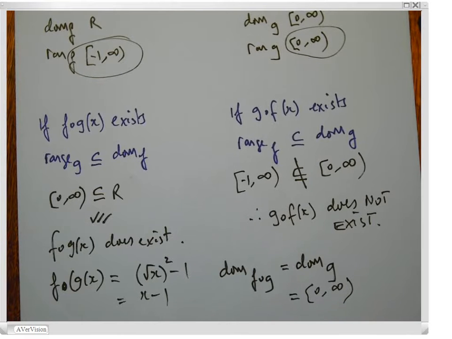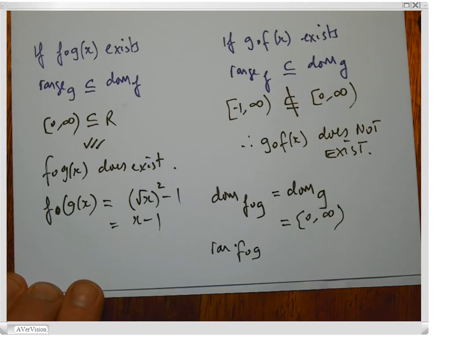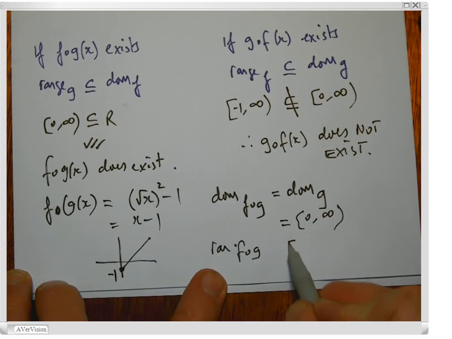and we can only find the range of f of g if we actually have a look at the graph. There's no other way of working out the range other than considering the graph. So my graph will be from 0 to infinity of x minus 1, therefore its lowest range value will be -1 and its highest will be infinity.